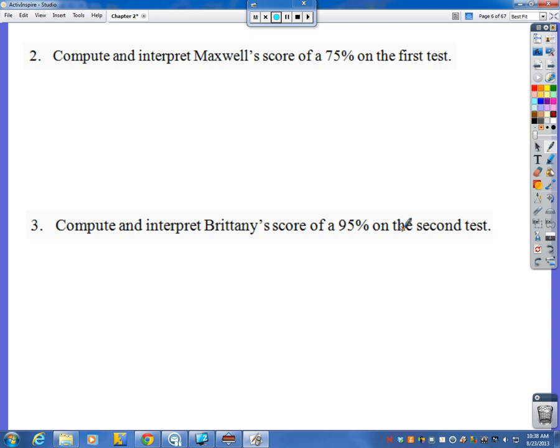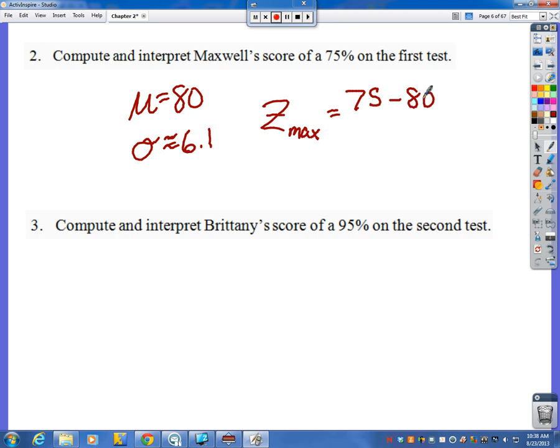So compute and interpret Maxwell's score of a 75% on the first test. Well, the first test I said was a mean of 80, and the standard deviation was approximately, what did I say, 6.1. So Maxwell, if I said z sub max, he scored a 75 minus 80 divided by 6.1. That's going to put him at negative 0.82, basically. So again, the negative here just means he did worse than the mean. He was under the mean, so we got a negative score. So he is close to being 1 standard deviation below the mean.